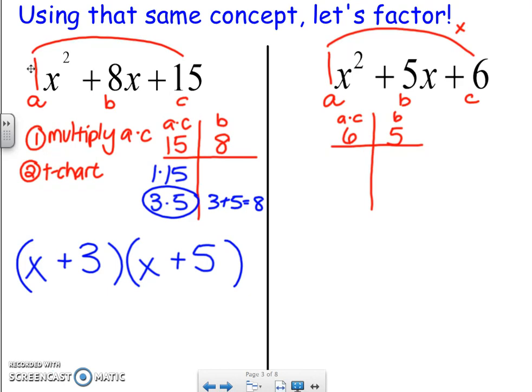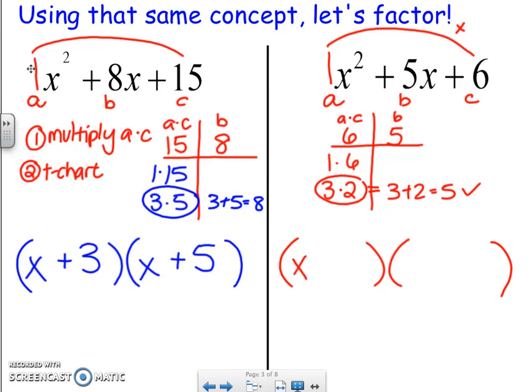So once you have your t-chart, you're going to find your multiples. So 1 times 6 is 6, and then 3 times 2 is 6. So now you need to see which ones are going to add to get you a 5. So I know, looking at this, that 3 plus 2 is 5. So again, 3 and 2 are your factors. So we need to write them in the parentheses. You're going to have an x term in the first spot of each. And then you're going to have a plus 3 in one and a plus 2 in the other. Again, you could have had plus 2 on the left one and then plus 3 on the right one. Okay? And that's how you factor a quadratic.